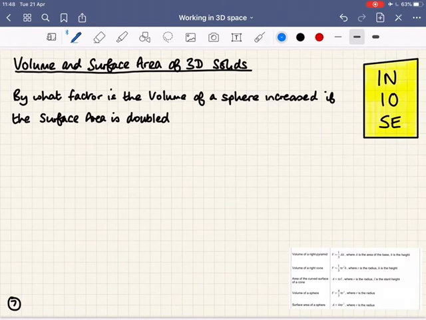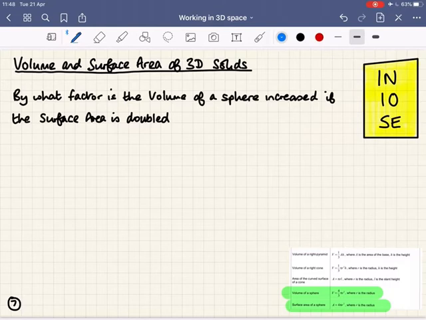On that same topic, here's a question where we're not actually given any numbers at all. We're asked, by what factor is the volume of a sphere increased if the surface area is doubled? Now that's quite tricky, isn't it? Volume and surface area of a sphere. Well, we've got the formulae down here. Let's just put that in a highlighter pen so you see it. The question is, what happens to the volume if we double the surface area?